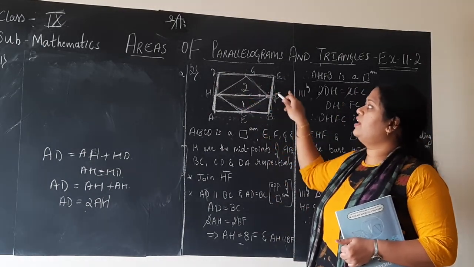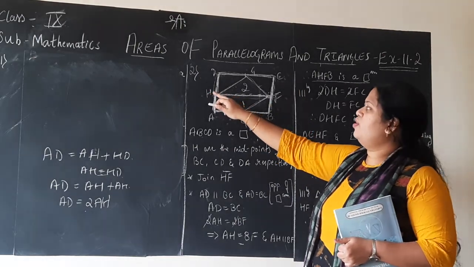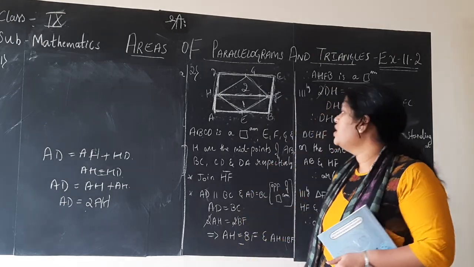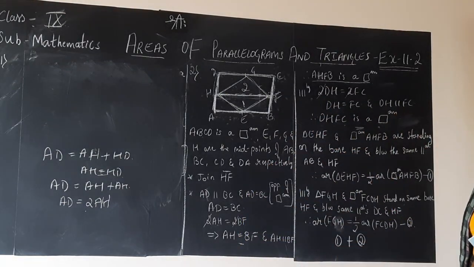You should not say HDFC, it will become a different figure. So children, you should not take only adjacent sides or only random vertices while labeling. Okay? That is the whole story I have written here.